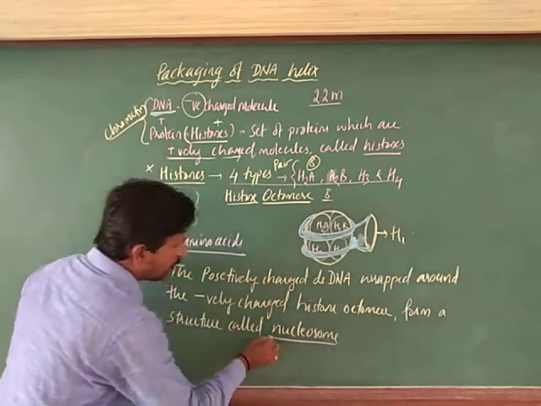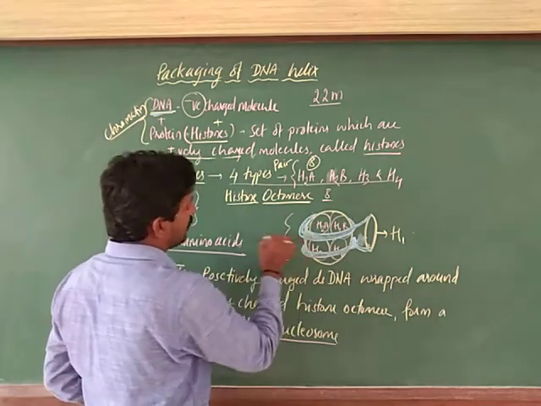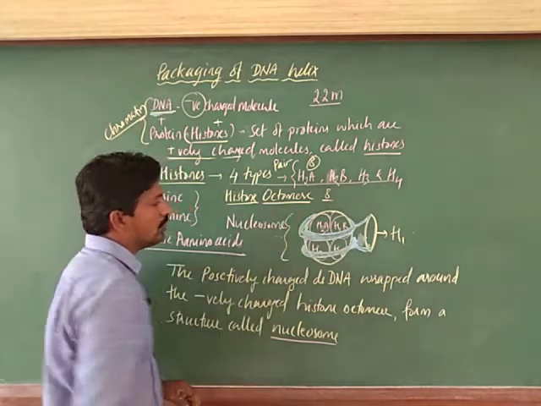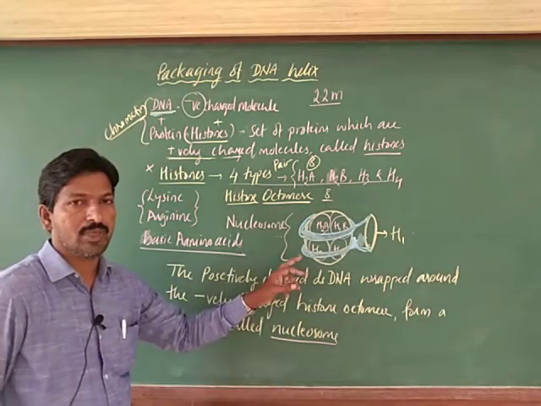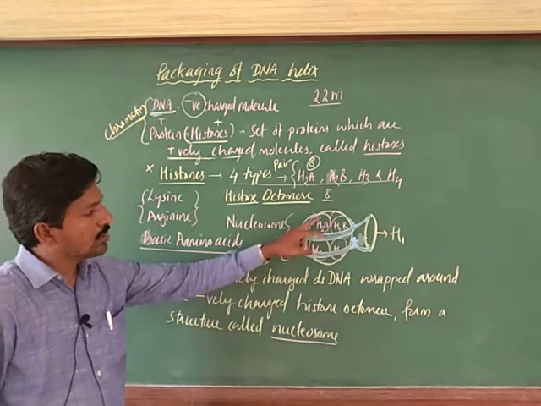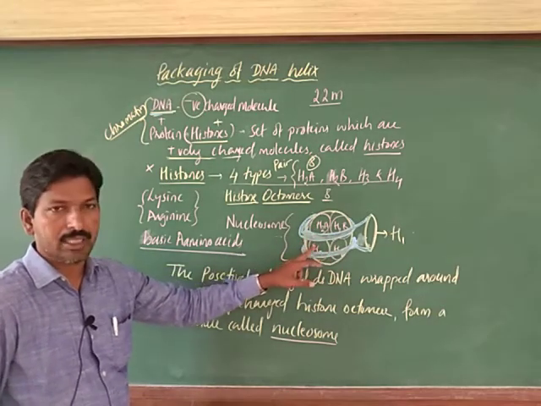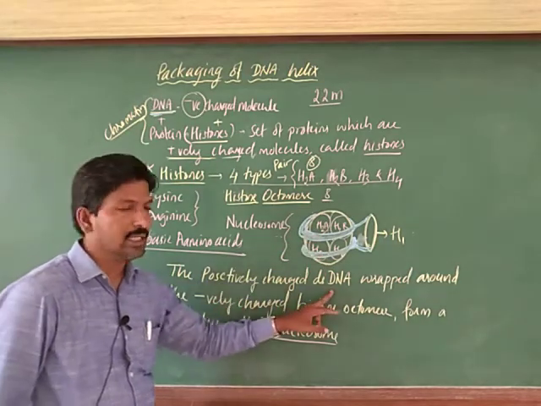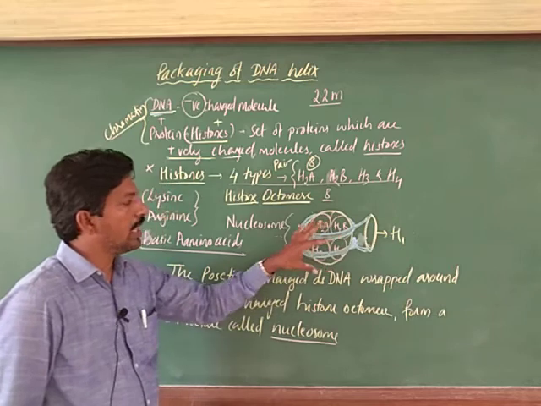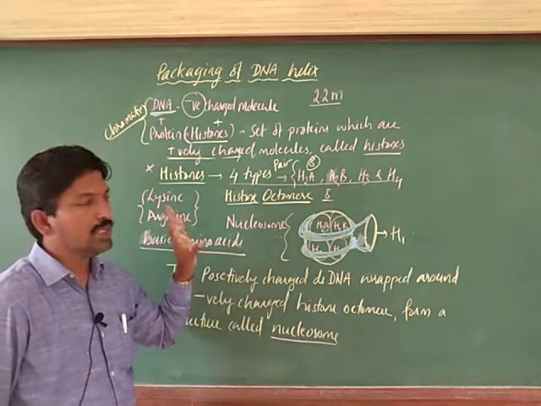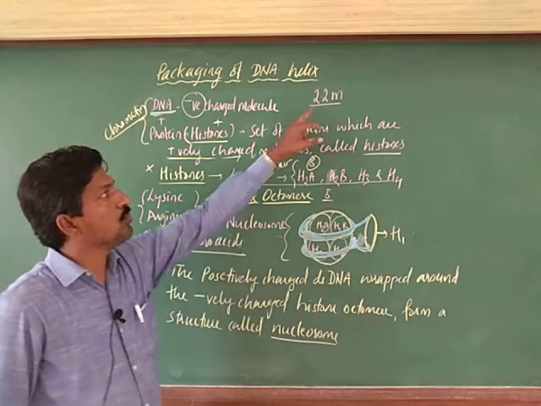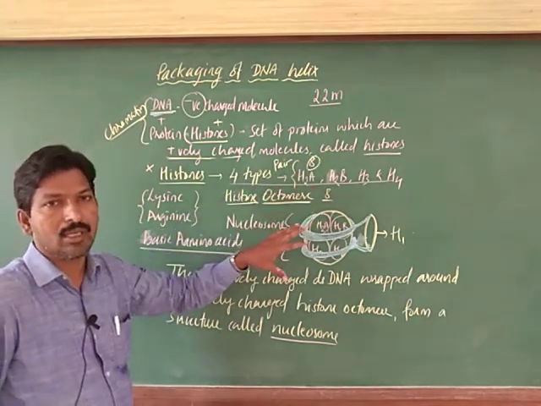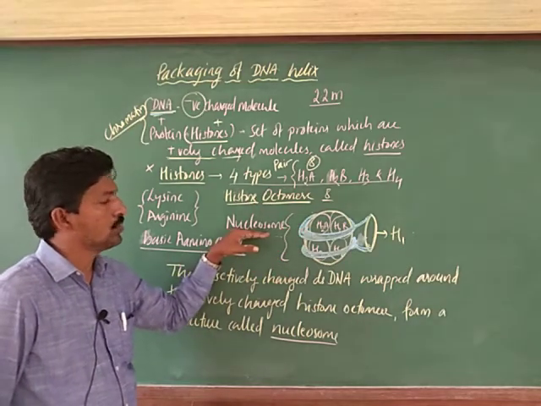What do you call this? This is the nucleosome. This structure is known as nucleosome. Understood? The nucleosome structure is formed in this way. The histone octamer is here, and that is wrapped by the positively charged DNA. So in the nucleus, this 2.2 meter DNA is wrapped around the octamers and makes the polynucleosome structure.